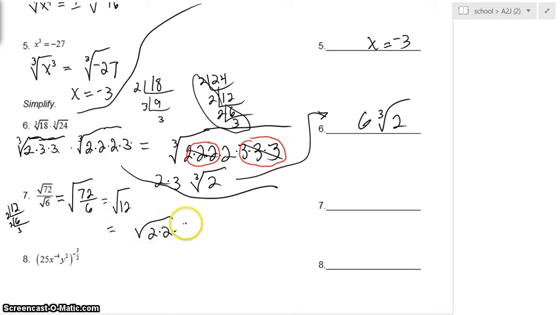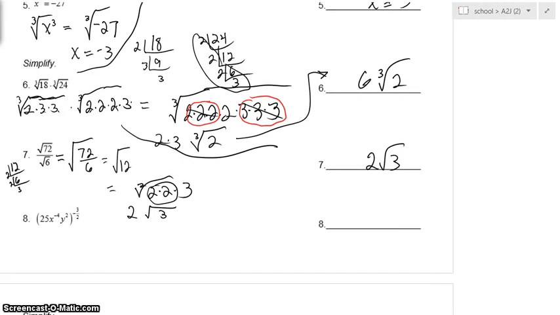Well, it's a second root or a square root. So I'm looking for 2 of the same number. Out comes a 2, and I've got that square root of 3. Final answer, 2 radical 3.